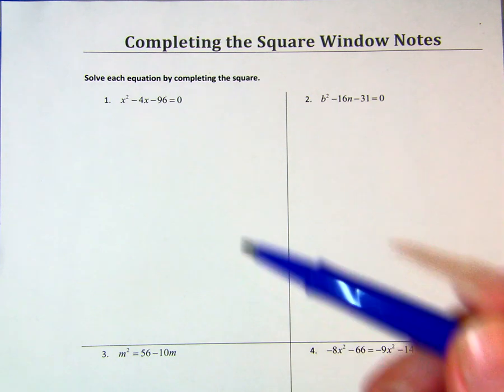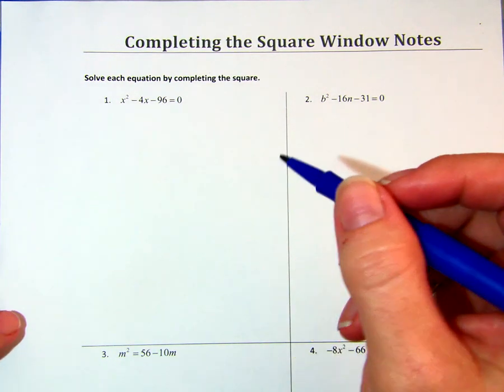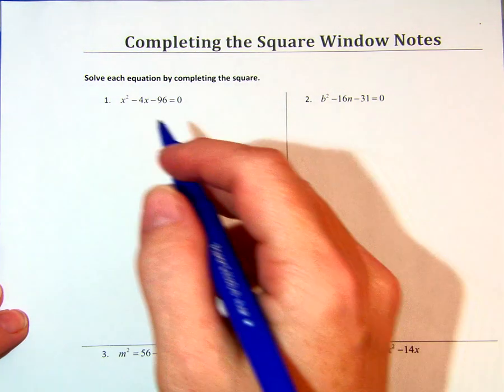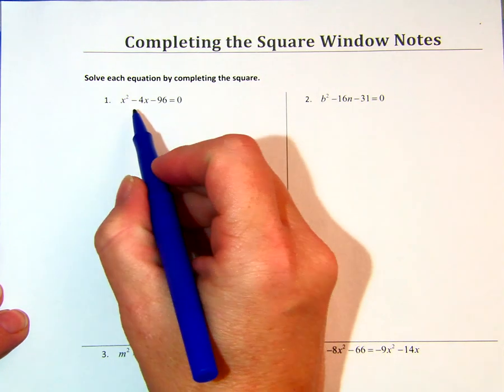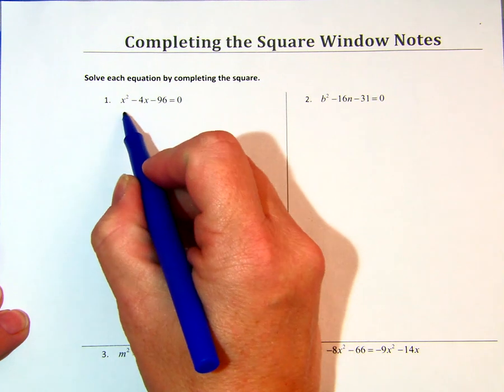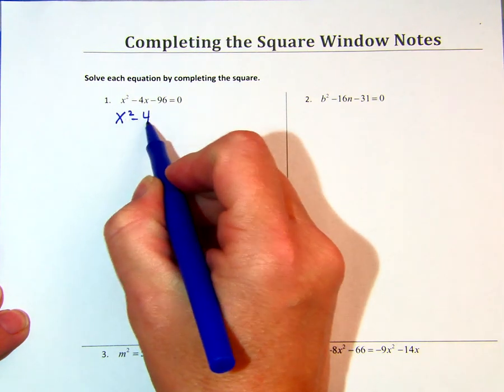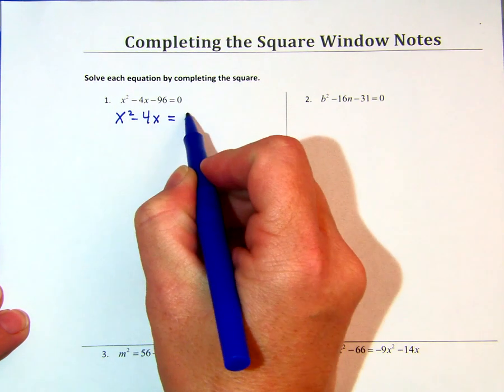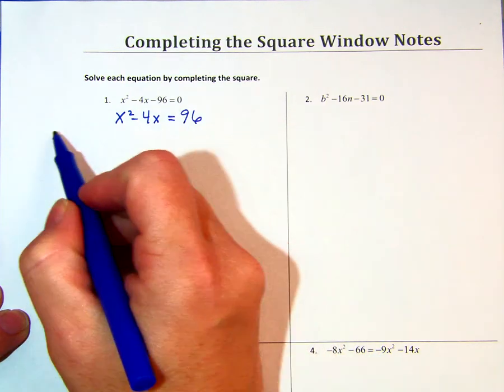Alright, this is a video for completing the square. These are the same problems that we did yesterday. So the first thing that we need to do is to move this term to the opposite side. So that gives us x squared minus 4x equals 96.